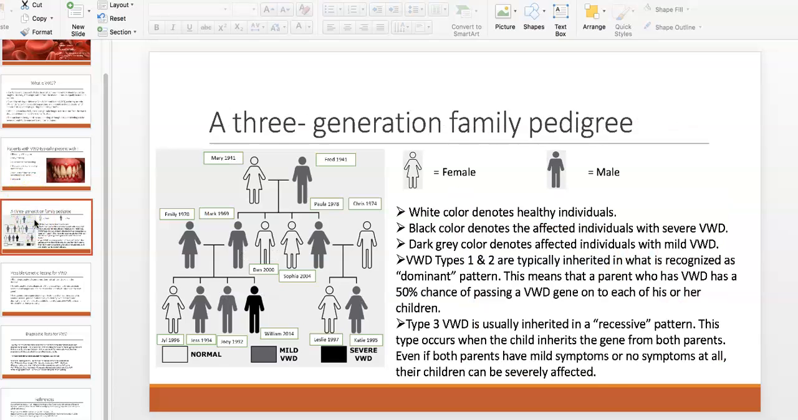The next slide is a 3-generation family pedigree. We see female on the left, male on the right. A white color inside the human body denotes healthy individuals. The dark gray color denotes affected individuals with a mild VWD, and the black color denotes affected individuals with a severe VWD. And this usually occurs when the child inherits the gene from both parents, and both parents may have a mild form of VWD.